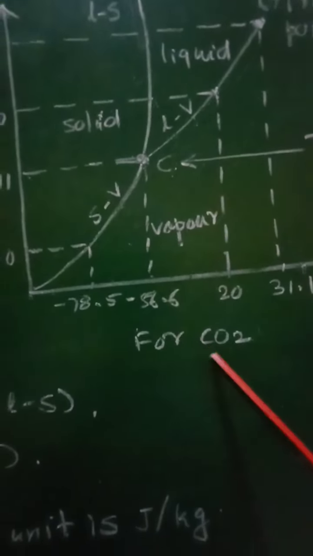So at the triple point, all the three phases of the substance coexist, and all the three curves, the sublimation curve, fusion curve and vaporization curve, meet each other.